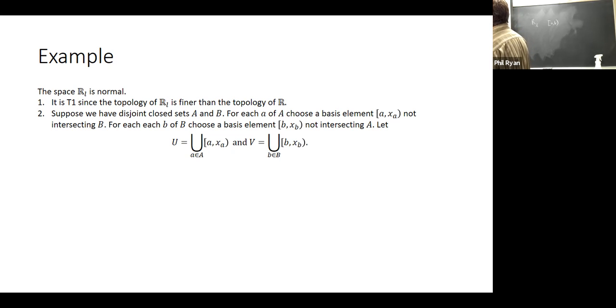Okay, so what are we going to do? We've got to show that given any two closed sets, we can get some disjoint open sets containing them. Well, let's say we have some disjoint closed sets A and B.